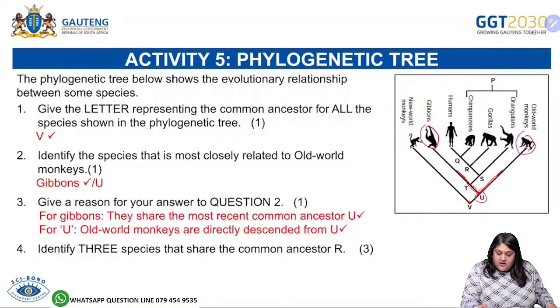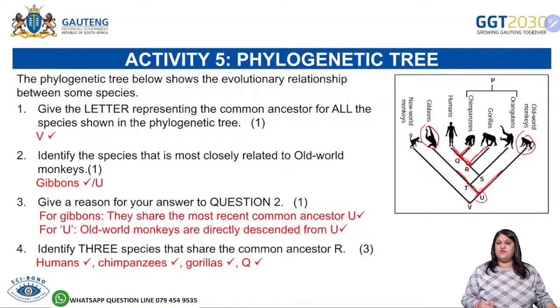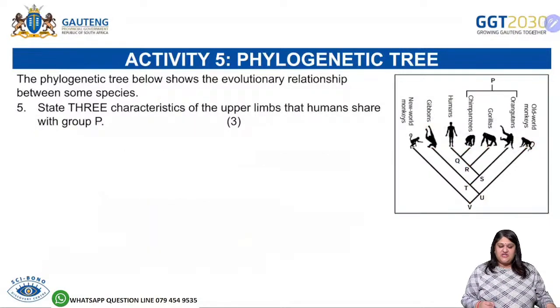So let's go to R. Which are the 3 that share the common ancestor? So we just draw a line up. It's humans, chimpanzees, and gorillas. Humans, chimpanzees, and gorillas. Well done. Last question. State 3 characteristics of the upper limbs that humans share with group P.